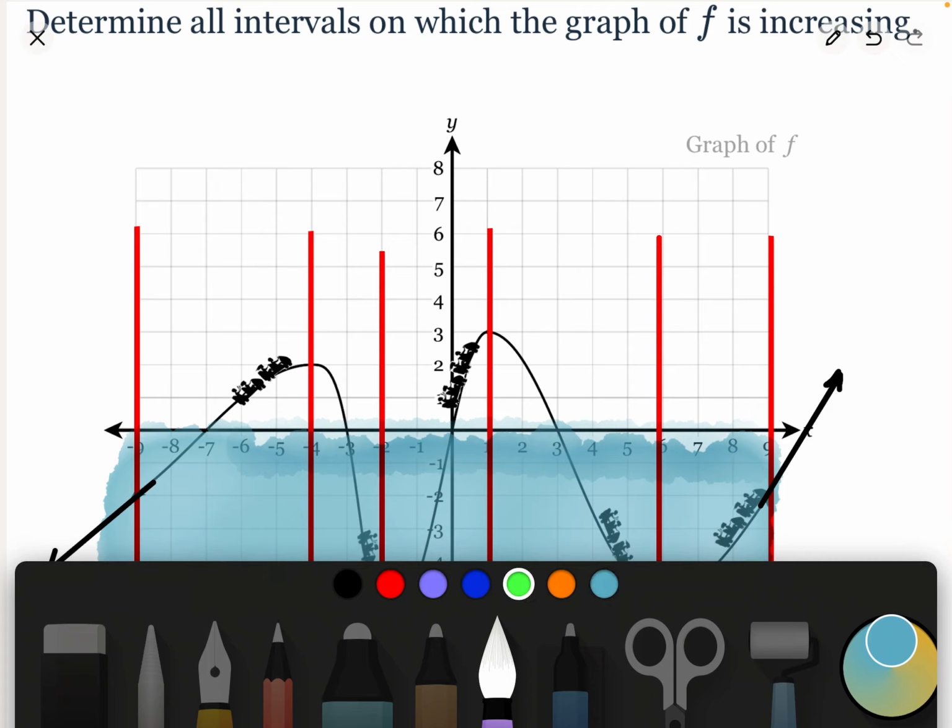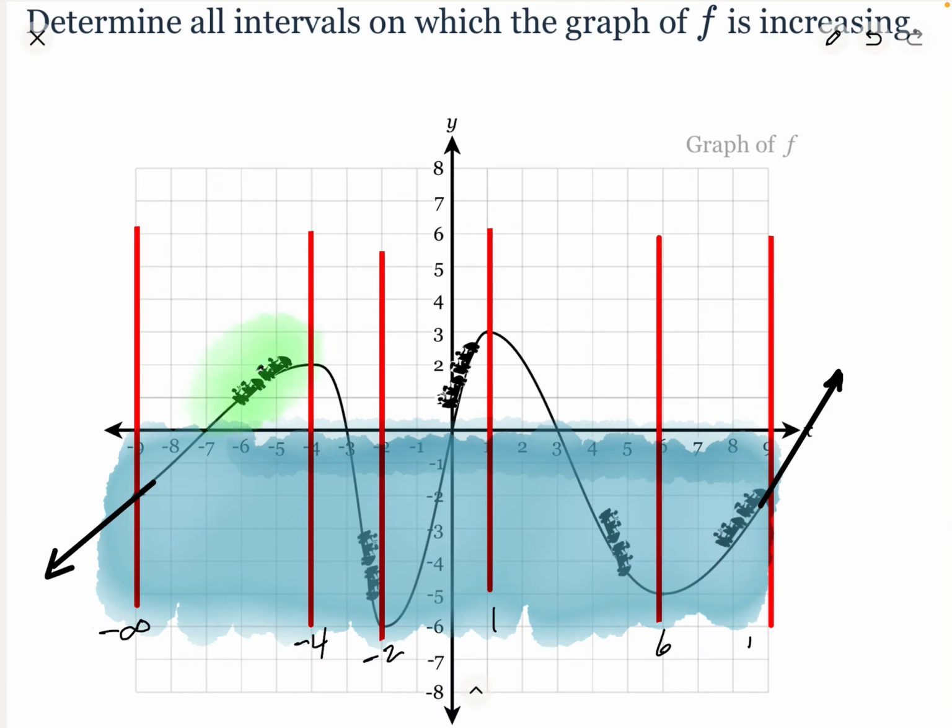And the final thing, you should be able to look at this and say, oh, that's increasing and positive. This is decreasing and negative. This is increasing and positive. This is decreasing and negative. This is increasing and negative. All you have to do is determine, are you in the water, out of the water, or are you touching the x-axis, right? That tells you whether you're negative, positive, or zero.